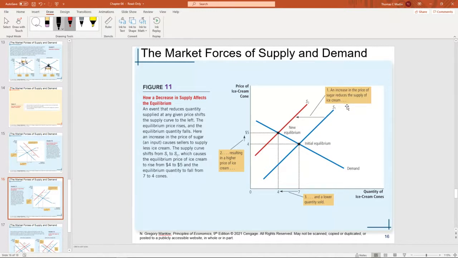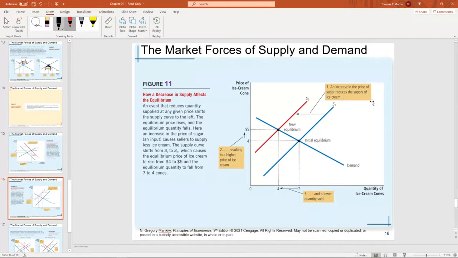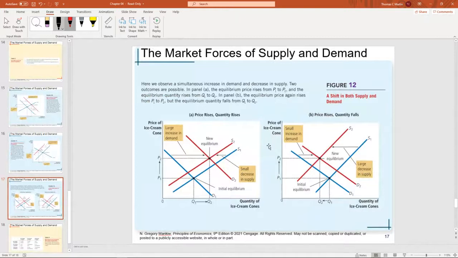If there's a decrease in the price of sugar, we'll see the supply curve move to the right, excuse me. Over time, you'll see both shift. You'll see supply shift, demand shift, supply. And what you're looking for is the change.